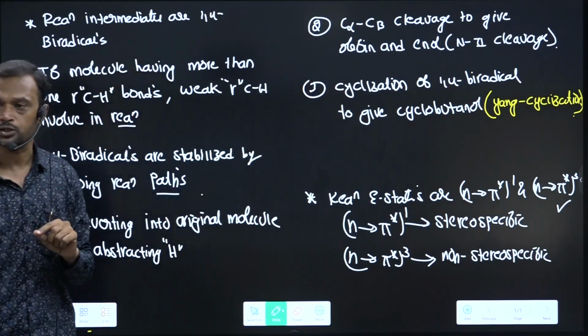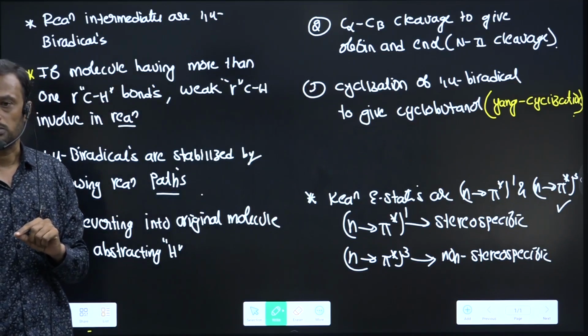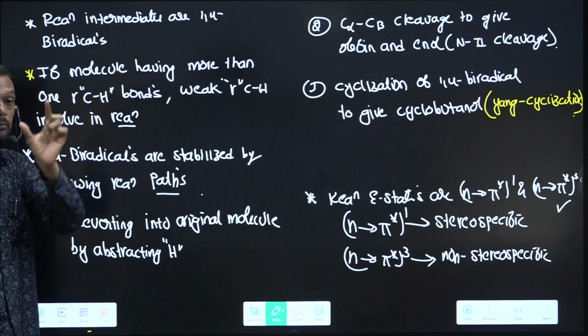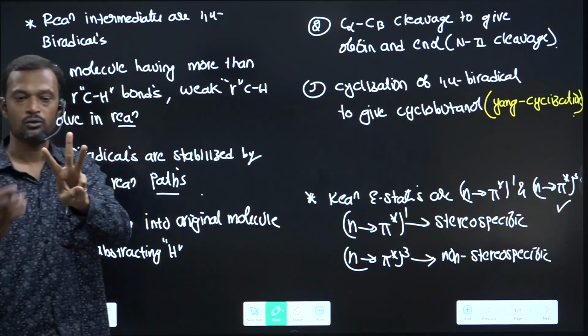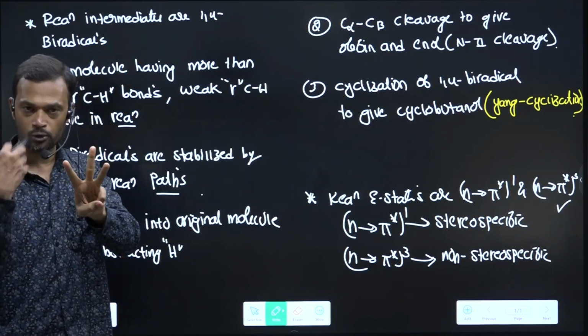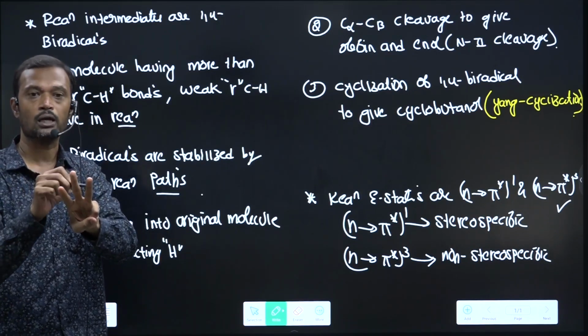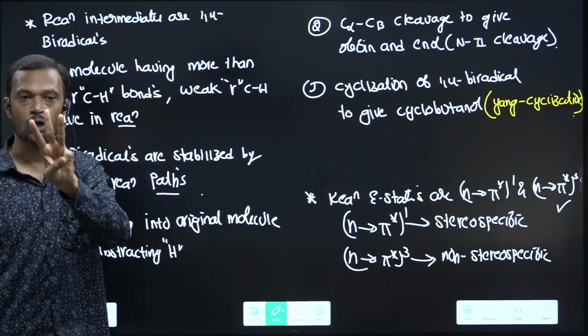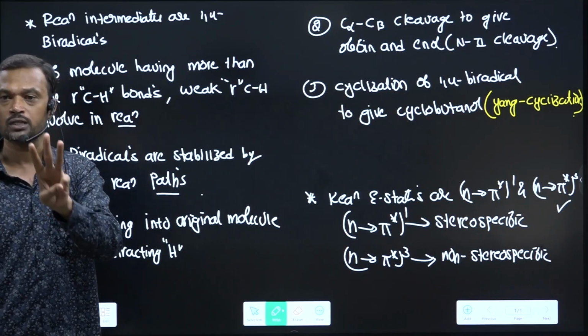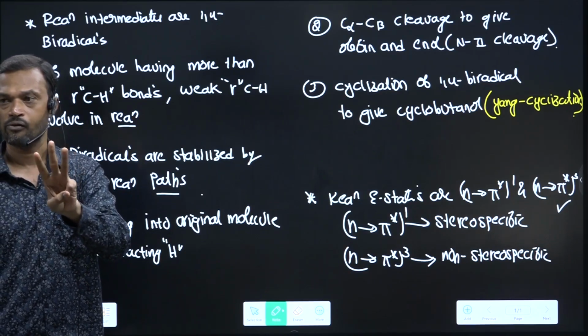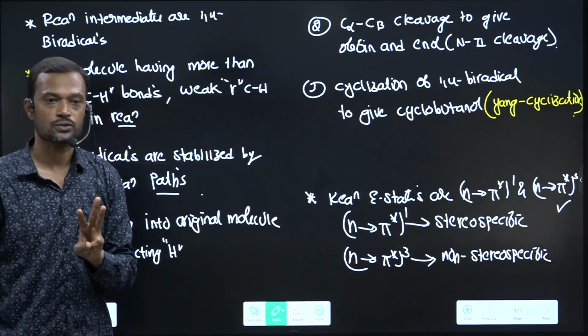What is the intermediate in Norrish II? The intermediate in Norrish II is a biradical. After the biradical, three reactions are possible. First reaction, it will take its own hydrogen. Second reaction, C alpha C beta cleavage. Third reaction, cyclization. Out of these three, which is the Norrish II reaction? All are Norrish II reactions.